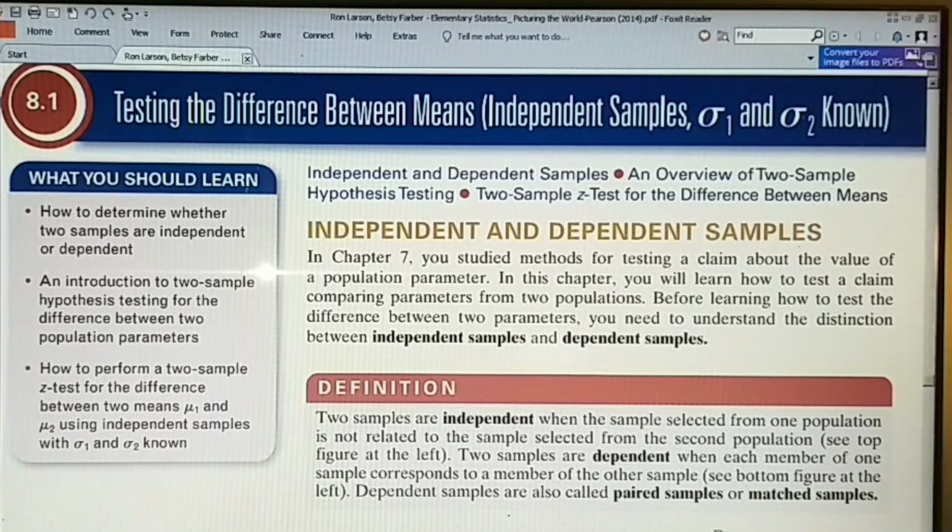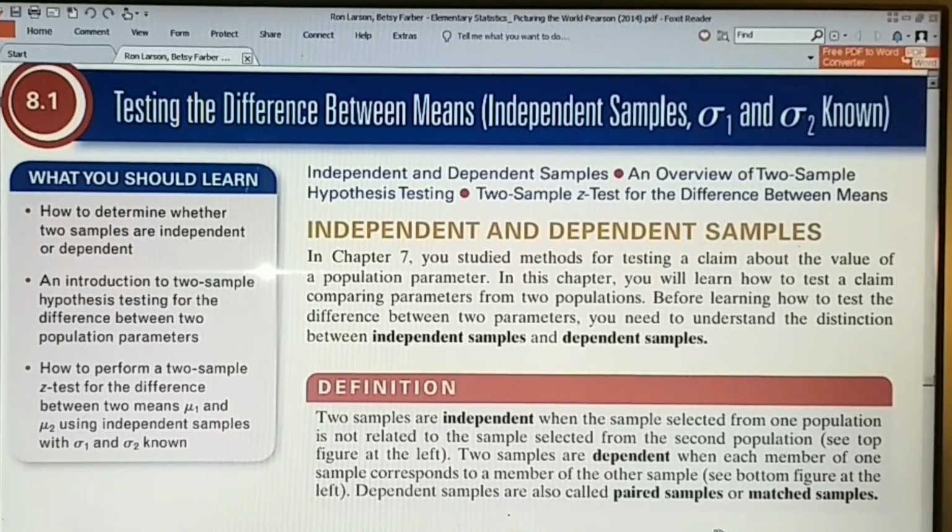So for this lecture, we will tackle testing hypotheses for two samples. But before that, let's have some terms that we need to consider. So for two samples, we have a so-called independent and dependent samples. So we have the definition here.